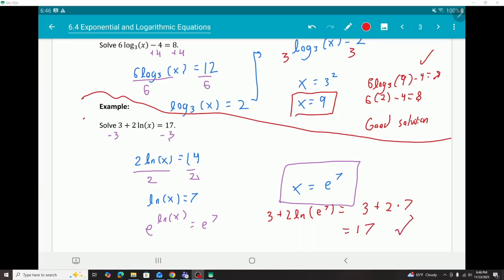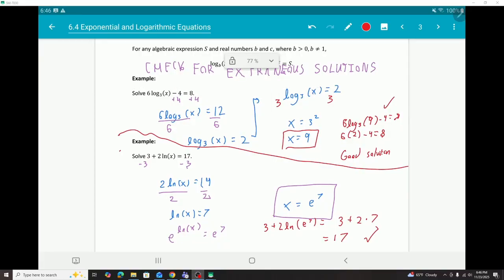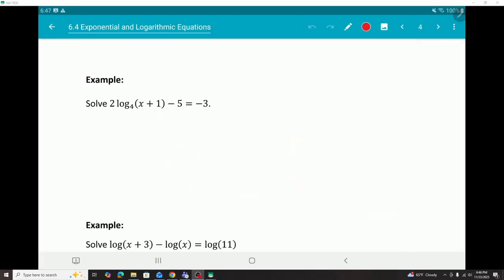We've checked for extraneous solutions. Logarithmic equations can have extraneous solutions. Be on the lookout for that. Let's do one more short one. 2 times log base 4 of x plus 1 minus 5 equals minus 3.